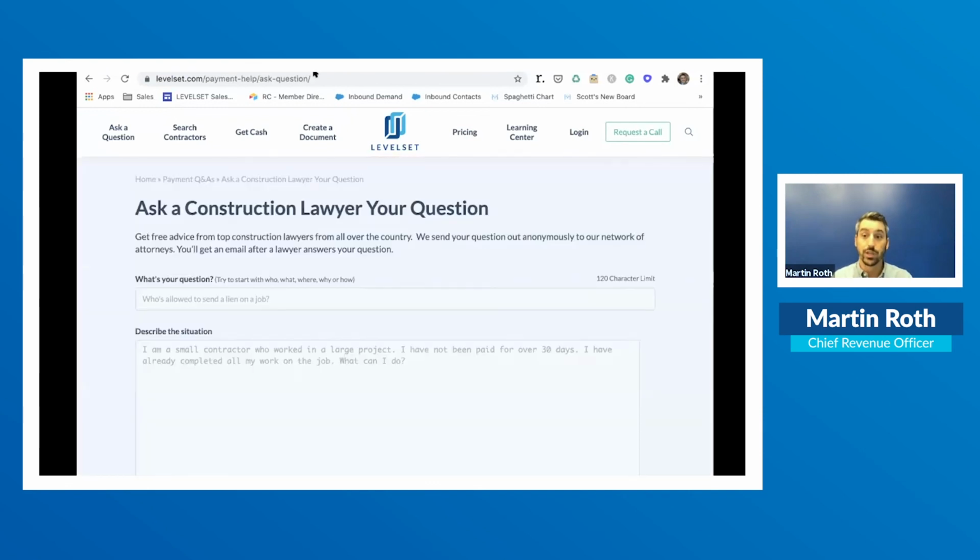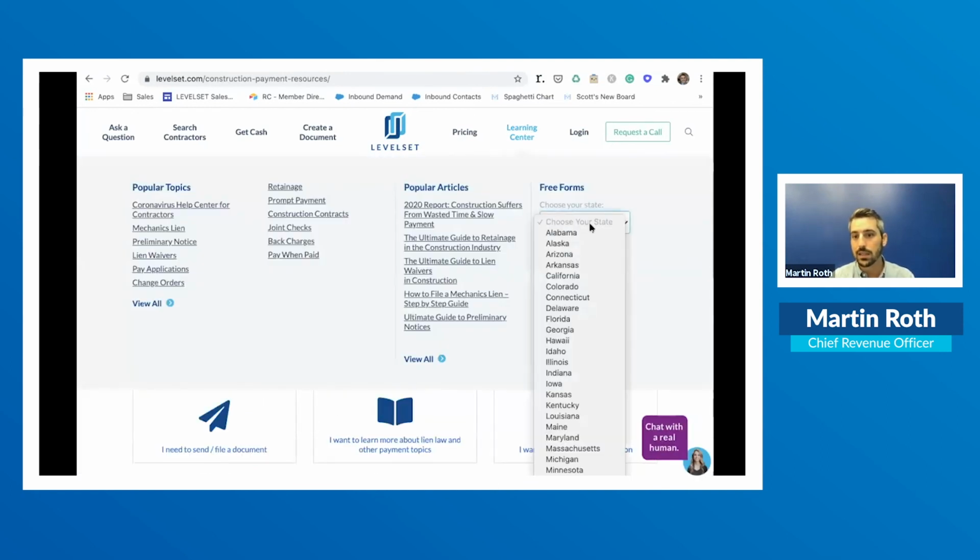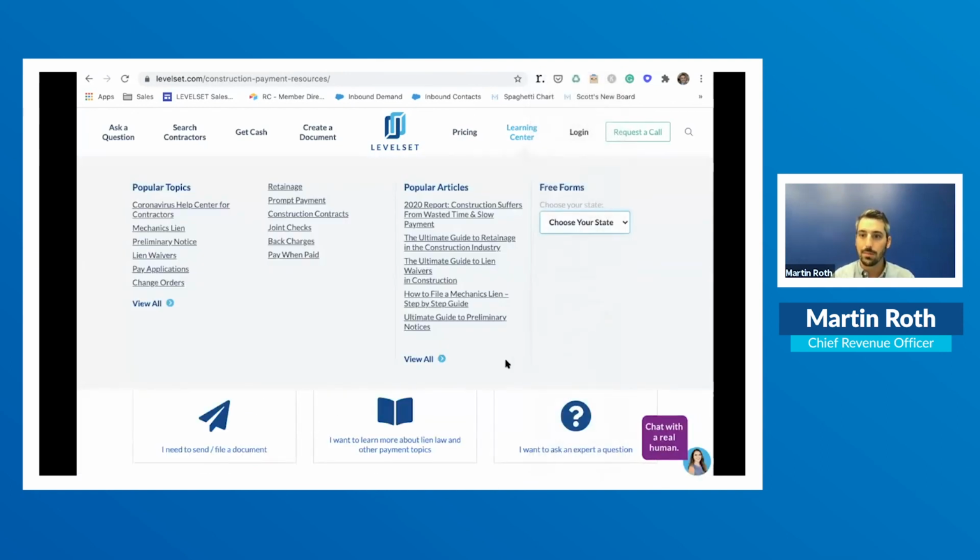So it's really, really important to understand whether or not your state requires preliminary notices. You can do that by going to Levelset and going to our learning center, and we have it listed out by state. We put it in layman's terms. It's free. Go and educate yourself on what is required in your state. That way you are knowledgeable and you make sure your lien rights are protected.